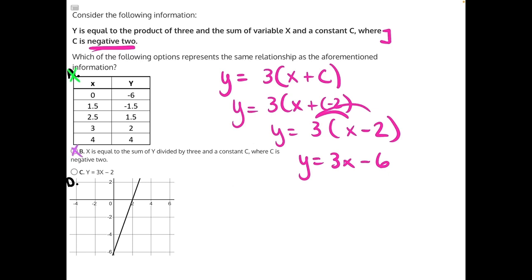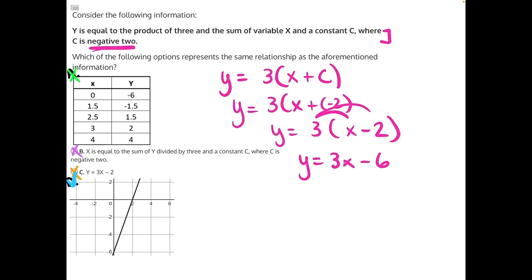For answer choice C, we just need to compare the equation written to our final equation. Y equals 3x minus 2 is not the same as y equals 3x minus 6. So they were hoping that we didn't distribute 3 into our 2, so that was meant to catch that mistake, but answer choice C is incorrect. So by process of elimination, answer choice D is our correct answer, but for the sake of the video, let me show you exactly why D is correct.